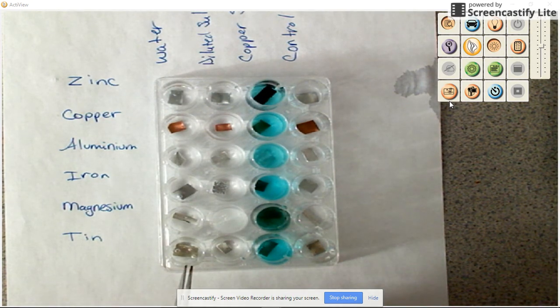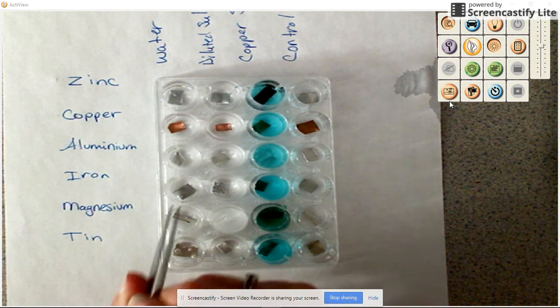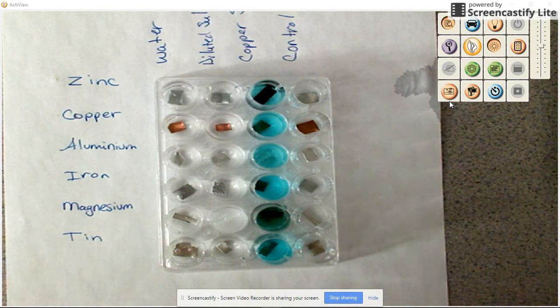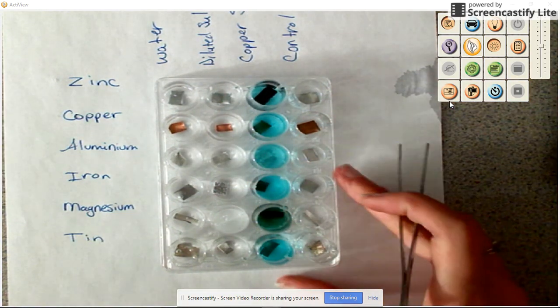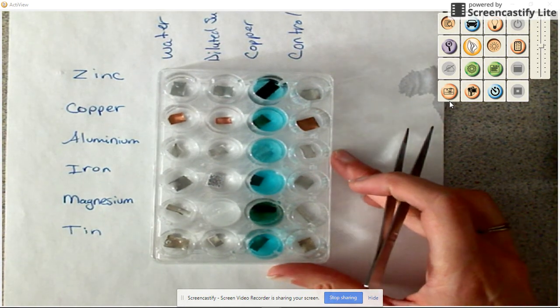Here's tin with its bubbles down here. There's a couple of bubbles here. One nice big bubble on this one. Doesn't seem to be a lot happening with the aluminum in the water. It's not as reactive in there.